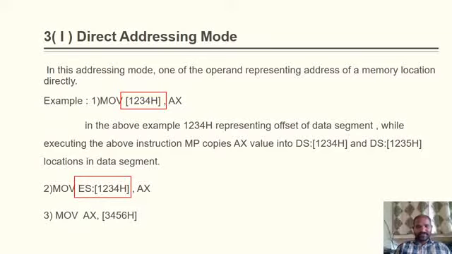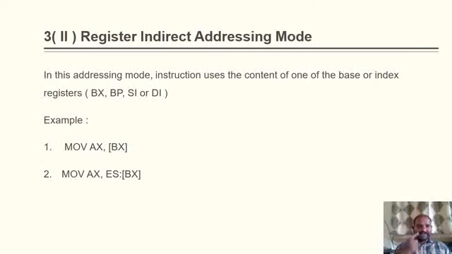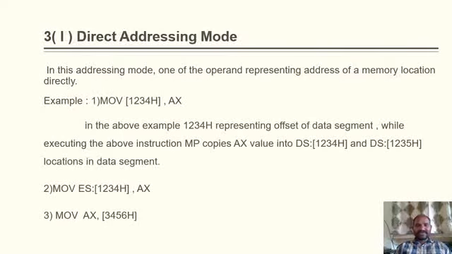So in the last class we covered this topic, right? In today's class, we'll continue the session with the register indirect addressing mode of operation. Register indirect addressing mode of operation means one of the register contents is used. In the previous case, we directly mention the address of the location.